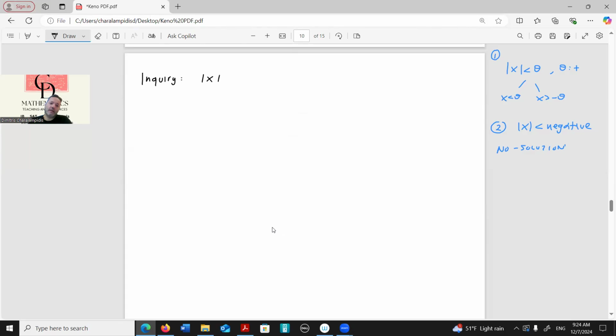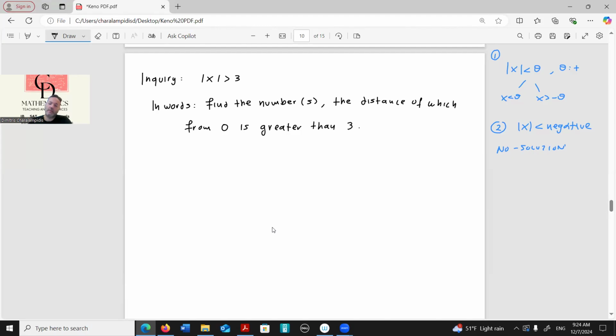Absolute value of x greater than 3 this time. In words, this means find the number or numbers, the distance of which from 0 is greater than 3. Okay, I'm going to use another number line to help me on that.